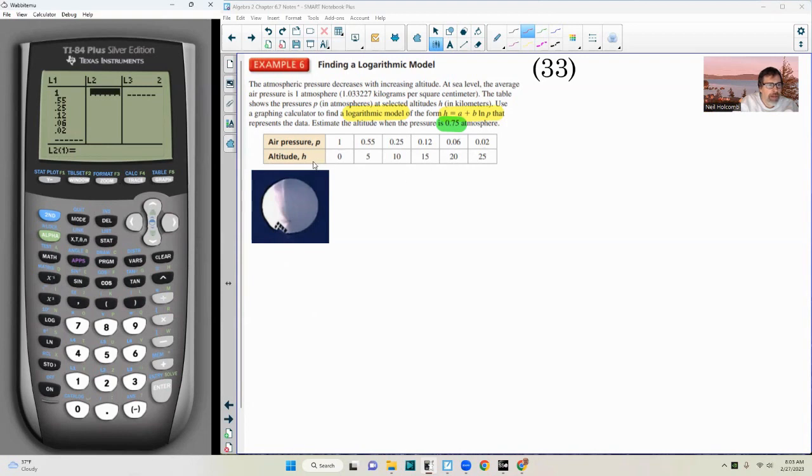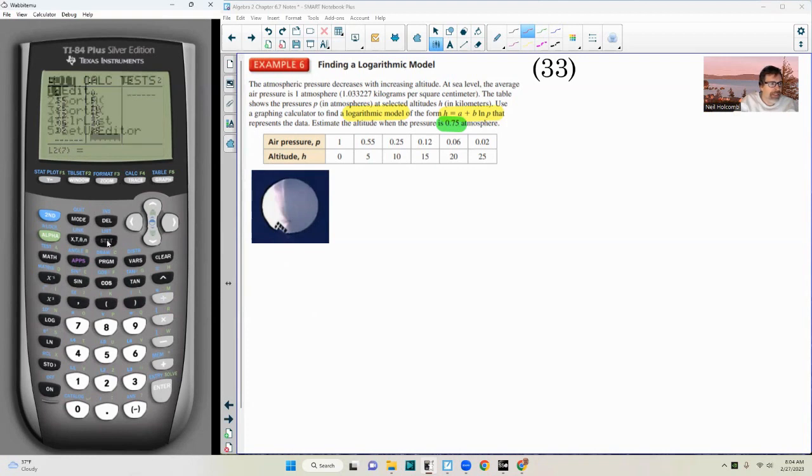And then I want to put my y's in. L2 is 0, enter, 5, enter, 10, 15, 20, 25. Okay, so this is just a practice on entering data in your calculator and coming up with a regression model. This time I want a logarithmic model.